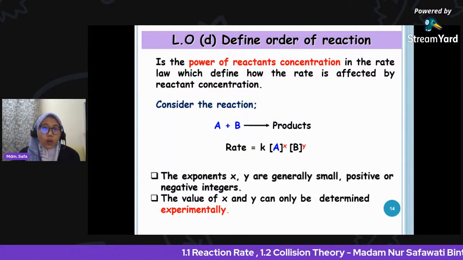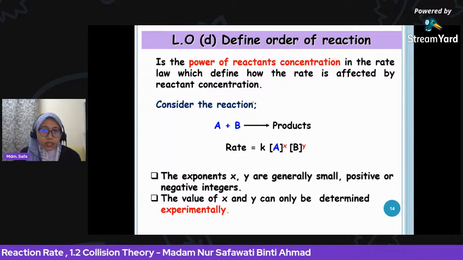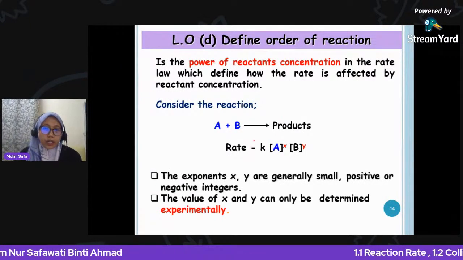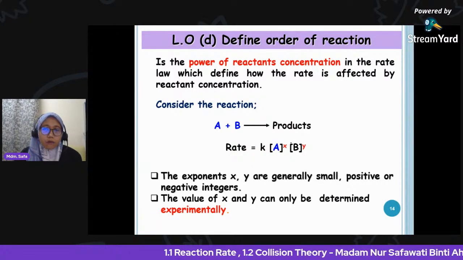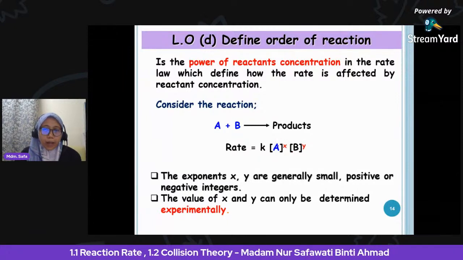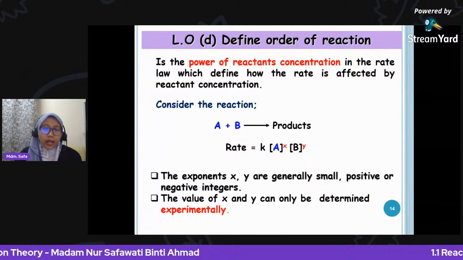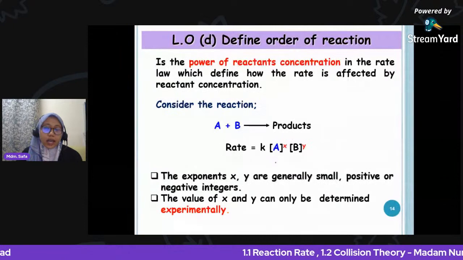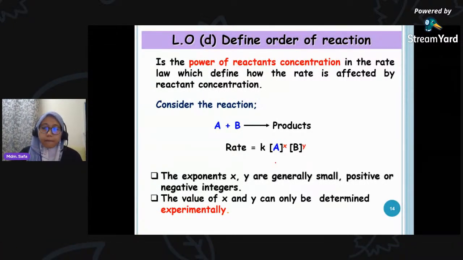Okay, yang X dengan Y tadi, which define how the rate is affected by reactant concentration. Okay, so for example, we have A plus B produce product. So the rate here, so this is the rate law yang kita baru tengok tadi. Okay, K concentration A power of X, B power of Y. Okay, so X dengan Y ni adalah order of the reaction yang Madam dah mention tadi. So the X and Y are generally small, positive or negative integers. And then it can only be determined experimentally. Okay, secara eksperimen saja kita boleh tahu dia punya order.